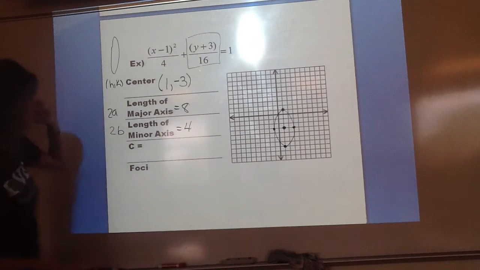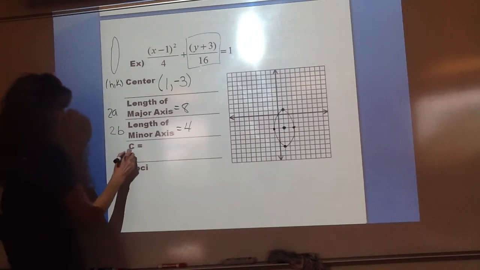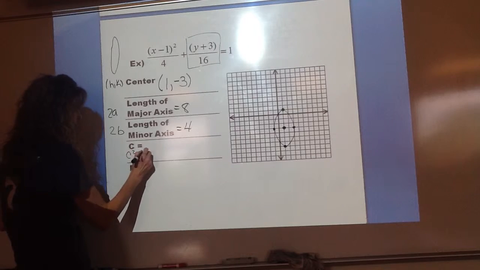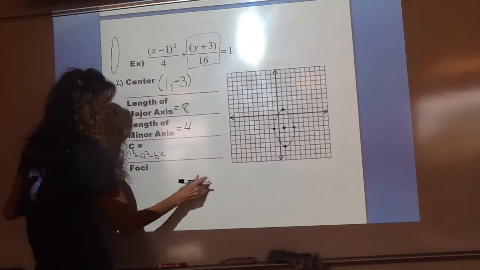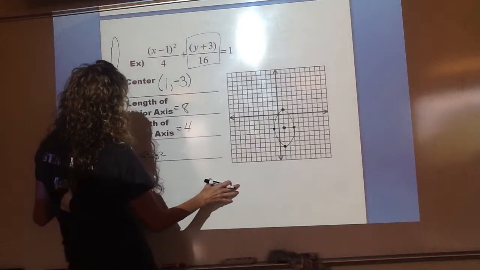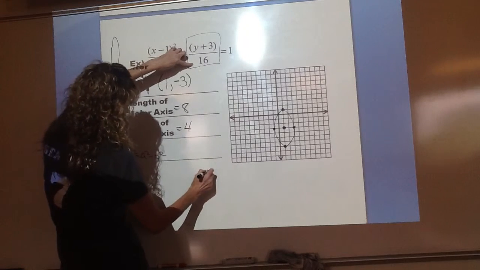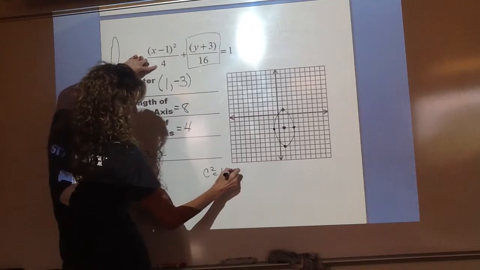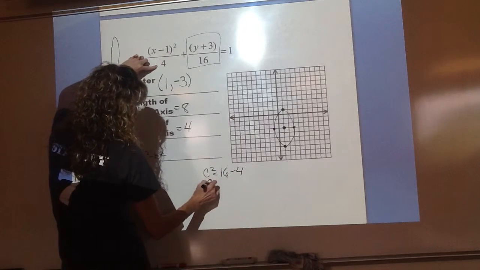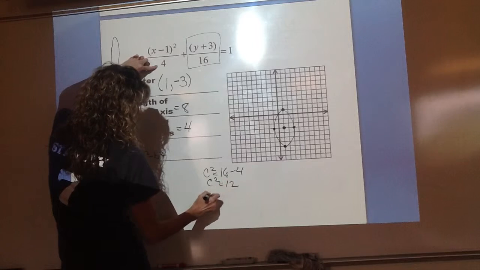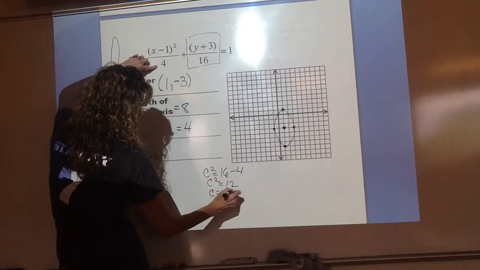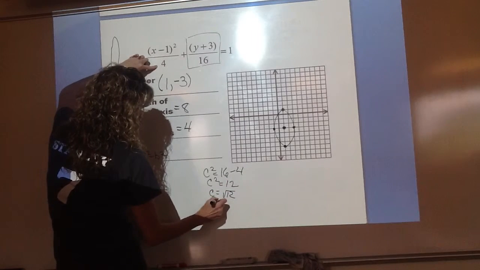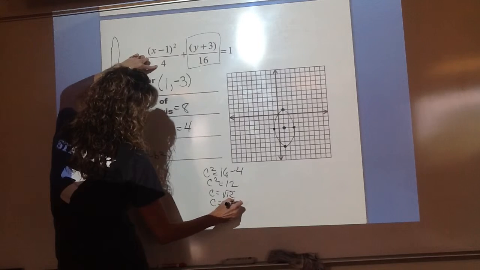All right, for my c, it is always going to be c squared equals a squared minus b squared. So I'm going to come down here and work it out. So a squared is 16 minus b squared. So c squared equals 12. So c is the square root of 12. So c is 2 square roots of 3.